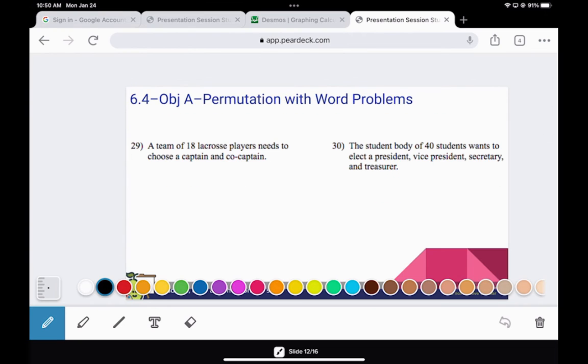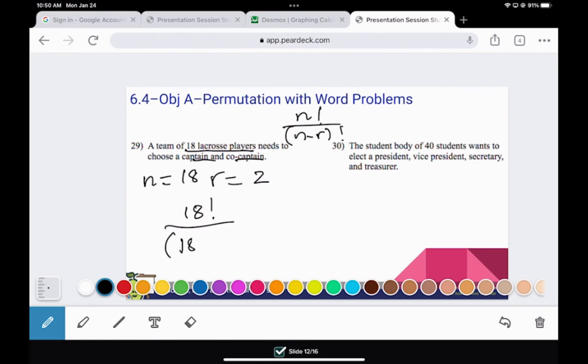Okay, word problems with permutation. Same thing for the word problem. This is the one that you're going to use. N factorial over n minus r factorial, right? So we need to identify n and r. A team of 18 players. You're going to choose captain and co-captain, so r would be 2. So 18 factorial over 18 minus 2 factorial. So 18 factorial over 16 factorial. And then you can put it in your calculator, that will give you the answer.